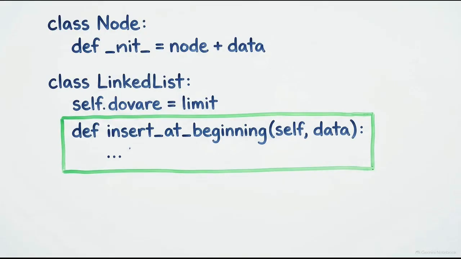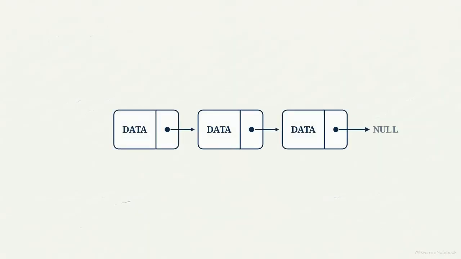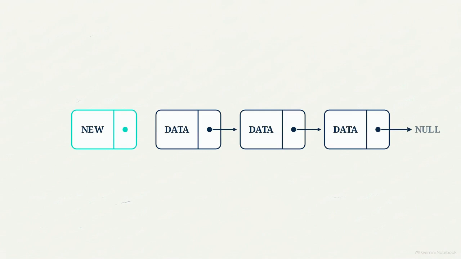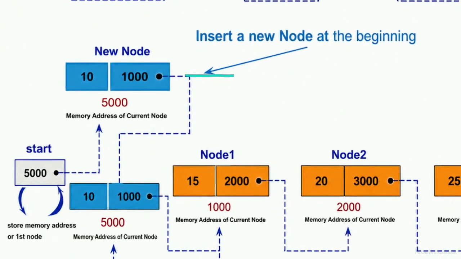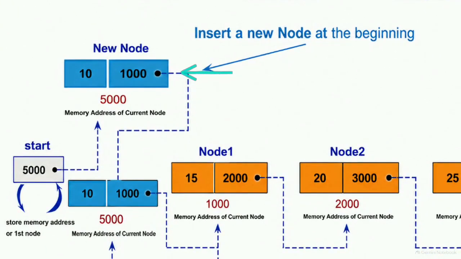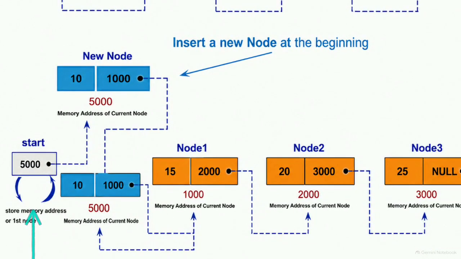When we talk about insertion at the beginning, our goal is specific. We need to introduce a brand new node containing specific data and successfully wire it into the sequence before the current first node. First, the system allocates memory for a new node at address 5000, storing the value 10 inside. Next, we copy the start pointer's address, 1000, into the new node's next field, linking them. Finally, we update start to 5000, making our new node the head.